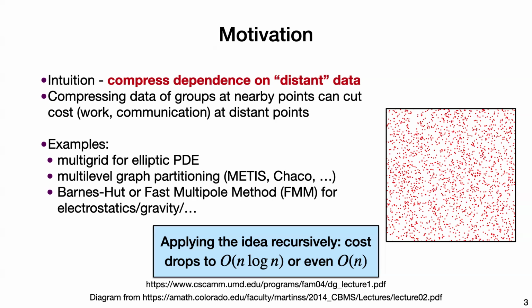Some examples of applications: it seems like an intuitive idea, but it shows up in a lot of places. Elliptic PDEs, graph partitioning, and the main one that we're going to do today, n-body simulation, like physical simulations. Two famous methods are called Barnes-Hut and the fast multipole method. You may have heard of these because they're classical methods and really nice.